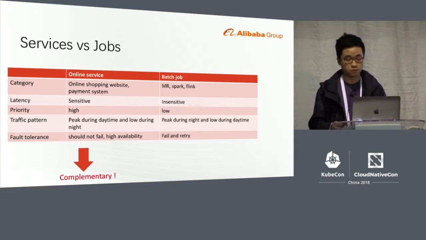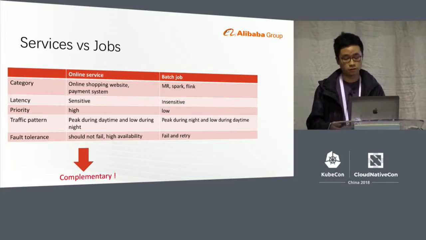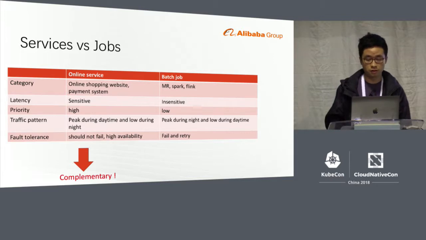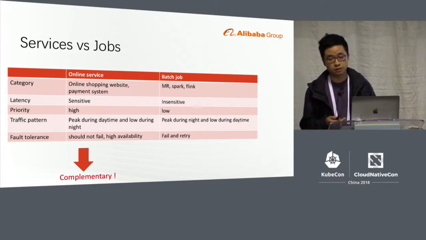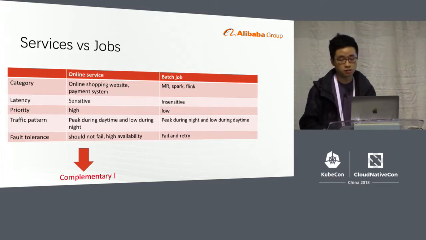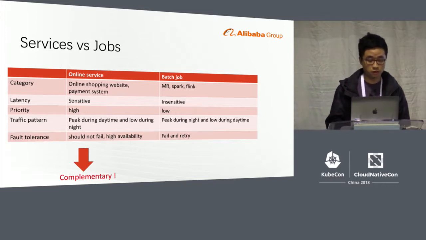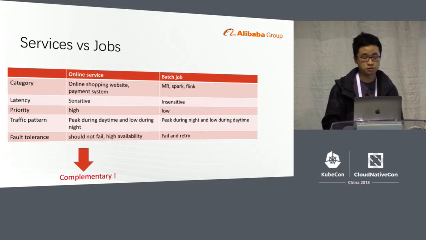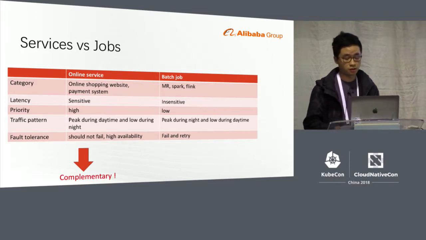When it comes to batch jobs, the daytime is lean and it peaks at nighttime. There are some applications and other offline jobs that we run at night. And lastly, when it comes to fault tolerance, these two are quite different.